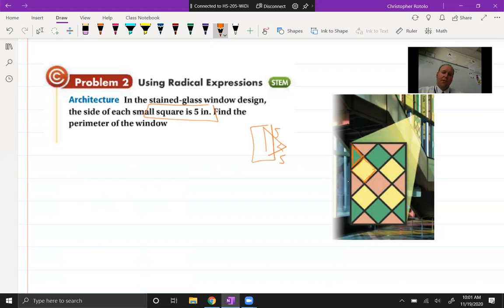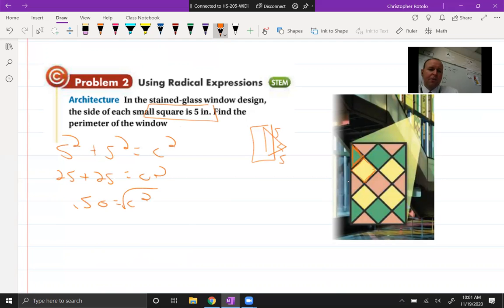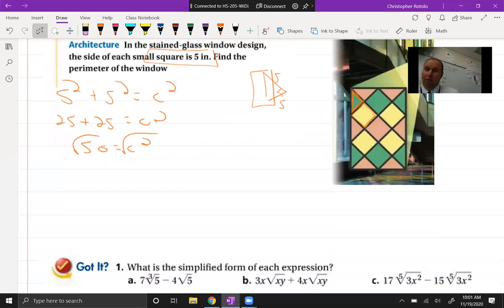Let me take a guess. We're dealing with radicals. It's going to be something with a radical. So let's deal with that. Right triangle. I got 5 squared plus 5 squared equals c squared, right? So thanks, Pythagoras. We'll go ahead and put this together. So 25 plus 25 equals c squared. So 50 equals c squared. What's the square root of 50? Let's keep it in radical form, right? So that's 25 times 2. So that's 5 square root 2.